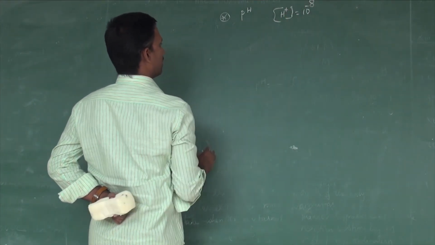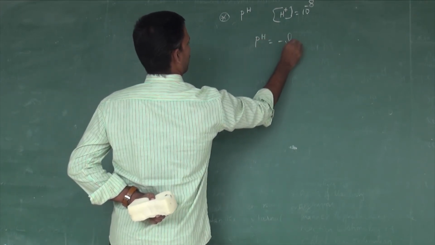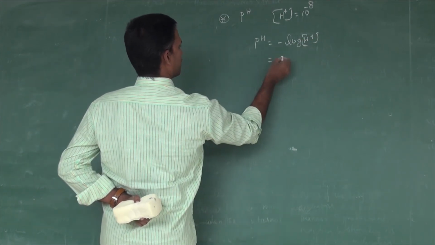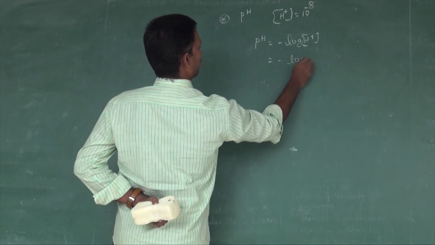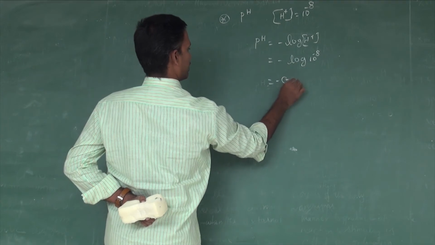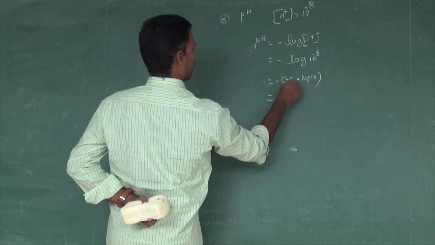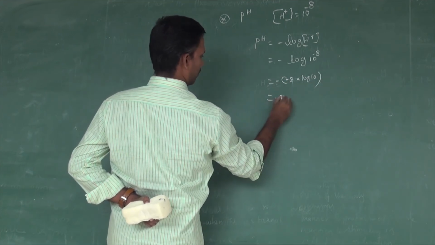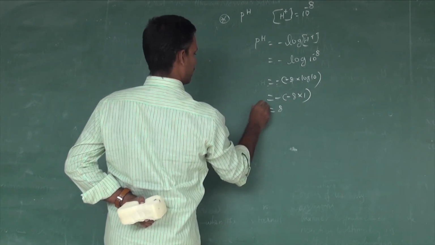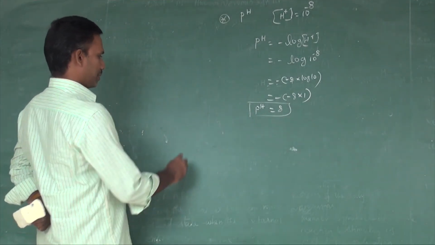H plus ion concentration 10 power minus 8 means pH equals minus log of H plus ion concentration, then minus log of 10 power minus 8. Minus 8 comes out: minus of minus 8 into log 10. Log 10 equals 1, so minus minus 8 into 1, total 8. pH equals 8. Okay. Then another problem.